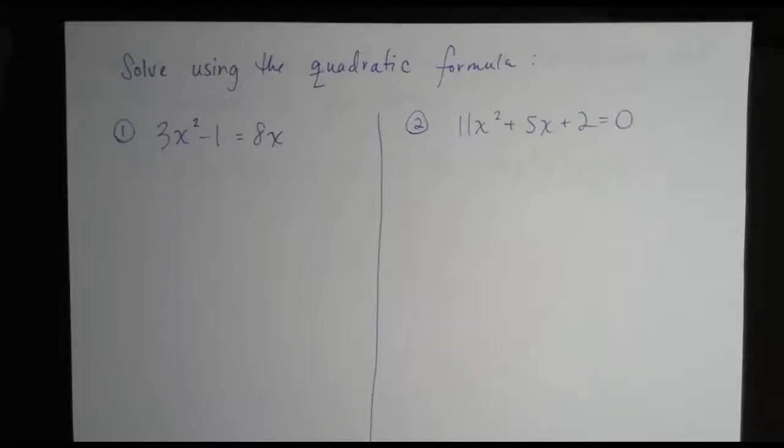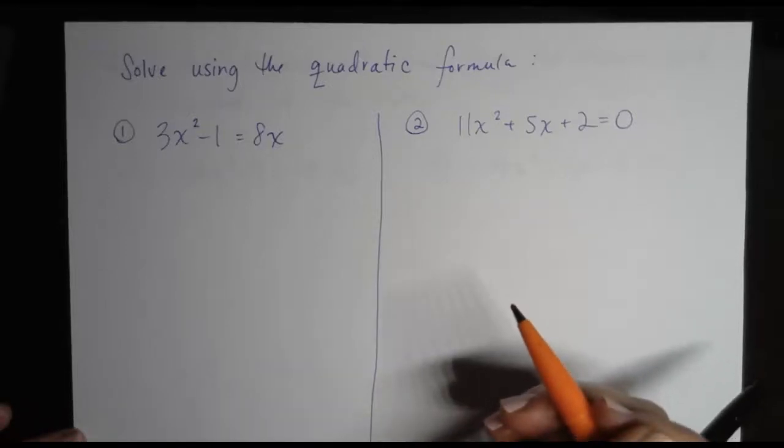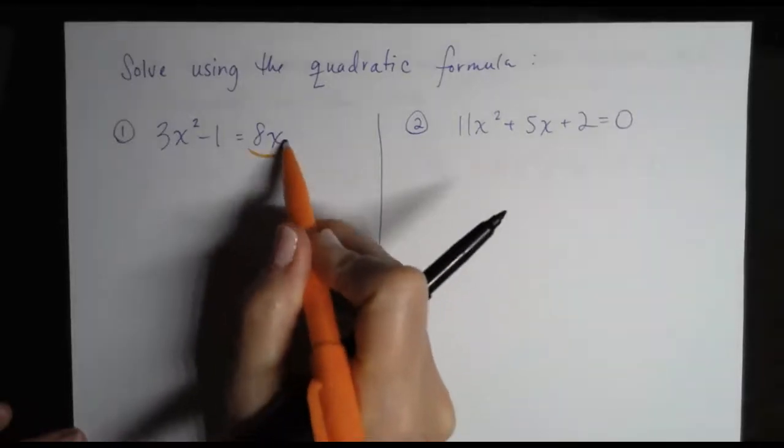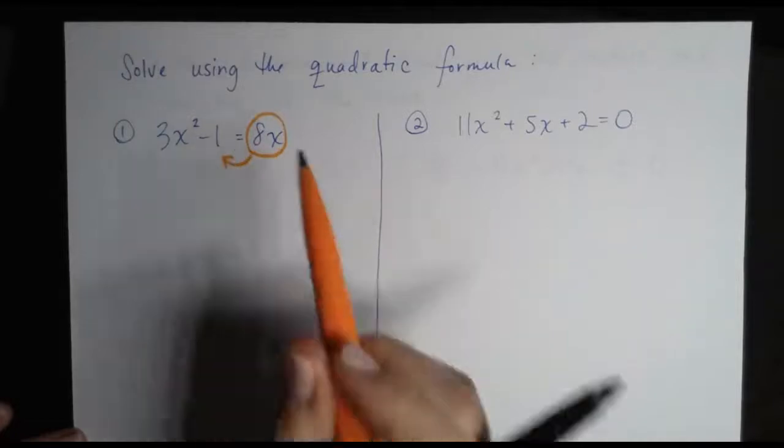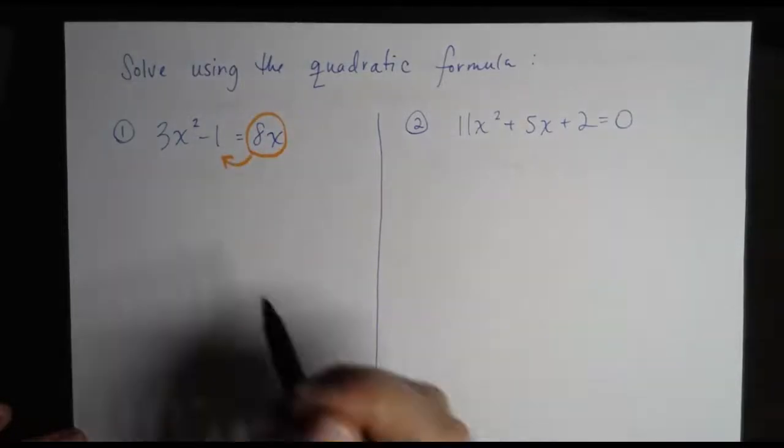Solve using the quadratic formula. So the very first thing that we need to do if we are going to solve using the quadratic formula is be certain that our equation is in the correct form, meaning it needs to be in descending order. So the first thing we need to do is bring the 8x over from the right to the left.